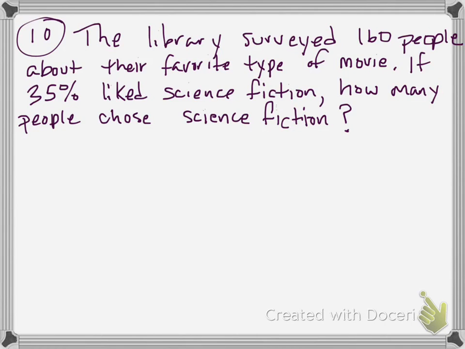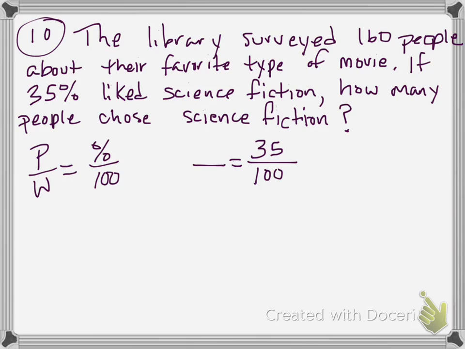Okay, here we have problem number 10. The library surveyed 160 people about their favorite type of movie. If 35% like science fiction, how many people chose science fiction? Well, hopefully you saw this as our part over whole, percent over 100 proportion. And so we're going to set up our 2 equal fractions. And I do see a percent. I see 35%. So I can set that over 100. And I also have 160.